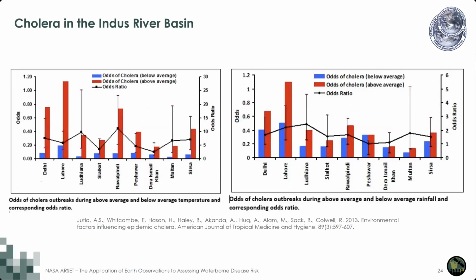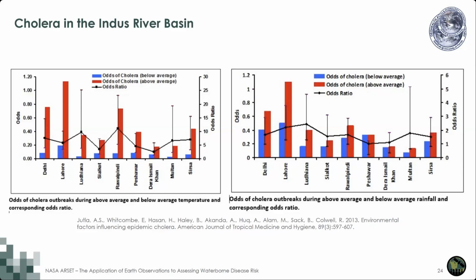One of the first studies that Dr. Jutla's group was involved in looked at the odds of cholera in the Indus River Basin using both average and below average temperatures and average and below average rainfall. What we see from these graphs is that the odds of cholera are generally much higher when the temperatures and the precipitation are above the climatological average for that region. That was true for pretty much all of the different regions within the Indus River Basin that we were looking at.